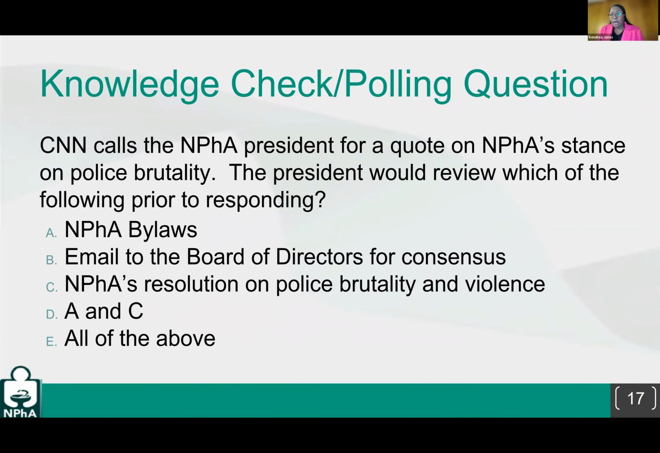So we're going to do a quick polling question. CNN calls the NAFA president for a quote on NAFA's position on police brutality. The president will review which of the following prior to responding: A, the NAFA bylaws; B, an email to the board of directors for consensus; C, NAFA's resolution on police brutality and violence; D, A and C; or E, all of the above.